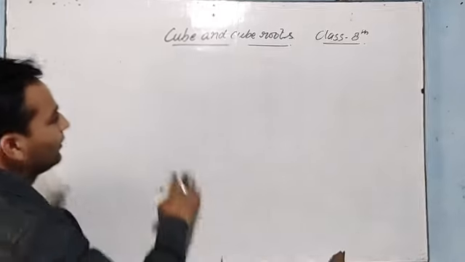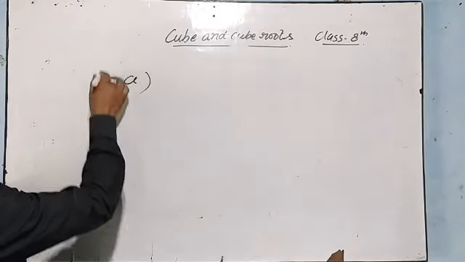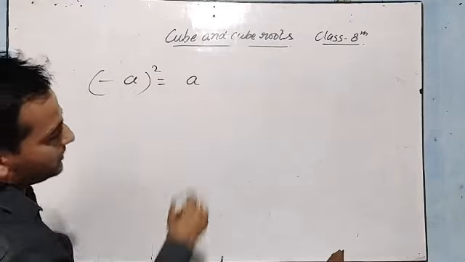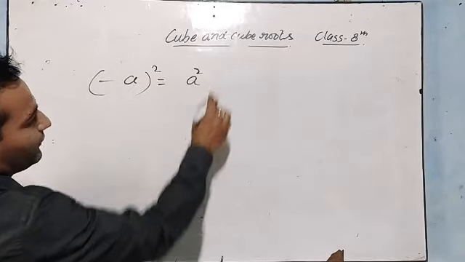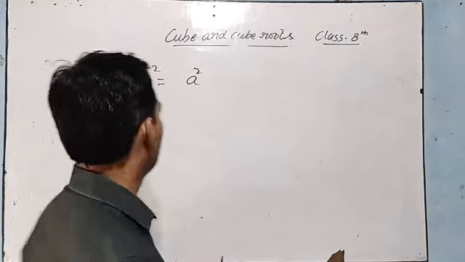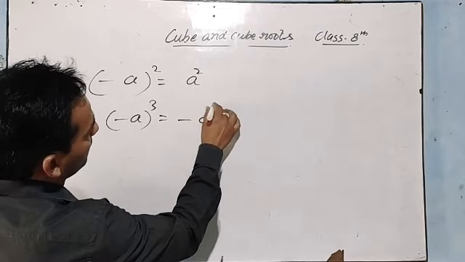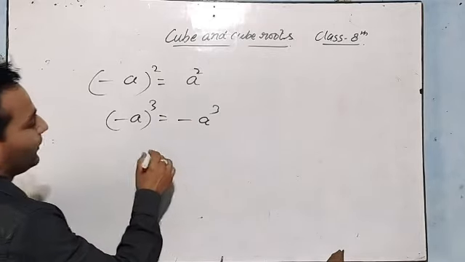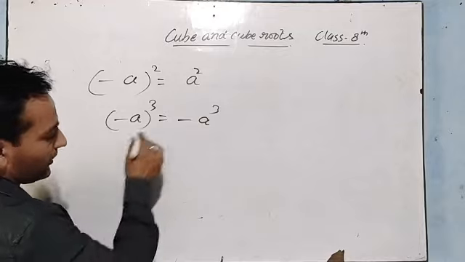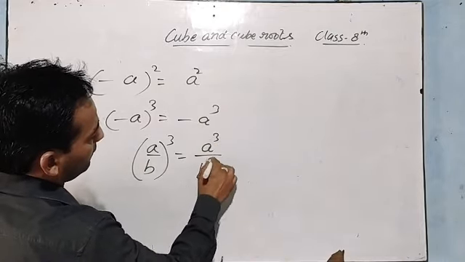If we have any number in minus, while doing the square, surely we will get plus. If we are doing the square of any number, we will always get a positive number. But if we are doing the cube of a negative number, we will always get a negative number. If two numbers a and b are there, (a upon b) whole cube means a cube upon b cube.